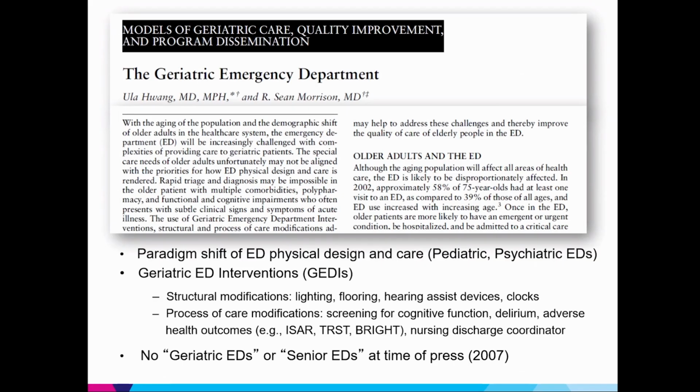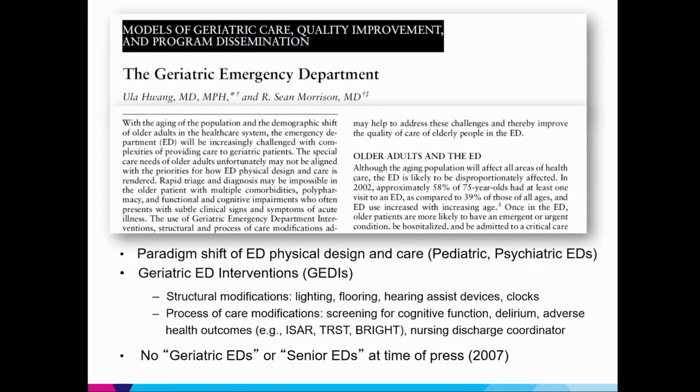And with this, we proposed JEDIs or geriatric ED interventions. This incorporates structural elements, so really making it a more senior-friendly environment with regards to lighting, precautions for falls risk with flooring, noise suppression, and providing hearing assist devices to allow also hearing supports. But more importantly, it is really also around the processes of care.